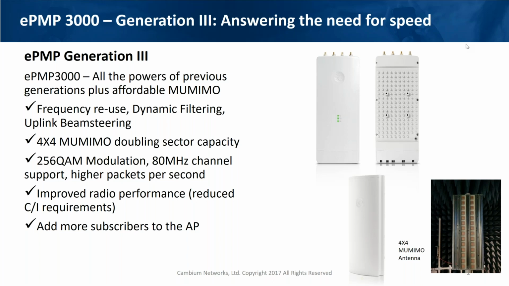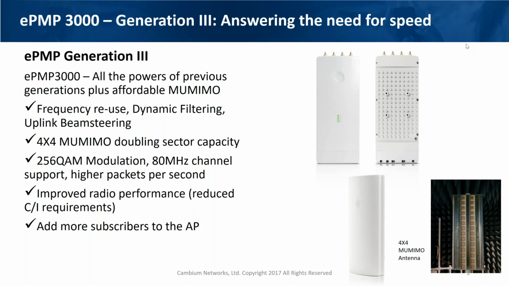The Generation 3 takes advantage of 802.11ac Wave 2, and that's a key distinction versus other products out there that capture Wave 1, in that it brings in the idea of multi-user MIMO. So what you see culminating in this Generation 3 ePMP 3000 is your frequency reuse with GPS sync, your dynamic filtering from the 2000, uplink beam steering that we had in 2000, and then this 4x4 multi-user MIMO concept. Along with that, what Gen 1 provided, which was the higher modulation, 80 megahertz channel, higher packets per second, overall better radio performance, and naturally adding more subscribers to the AP.